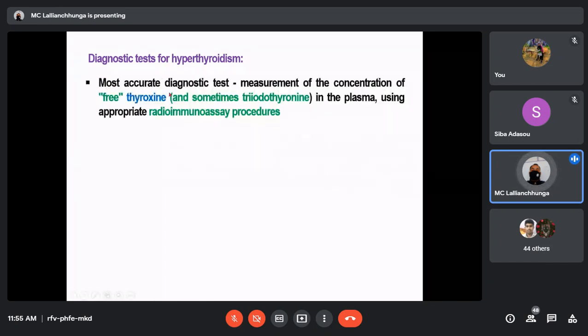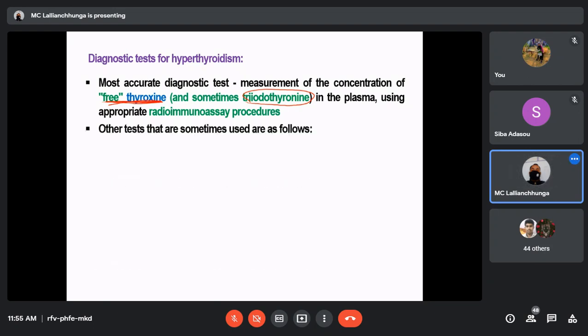So the most accurate diagnostic test is measurement of the concentration of free thyroxine. Only we have to measure the free thyroxine. Most of it, more than 99%, is bound to the plasma protein. You already know that one. So the concentration of free thyroxine has to be determined. Sometimes we may also determine the T3 by the process of radioimmunoassay. So this is the most accurate diagnostic test for hyperthyroidism.